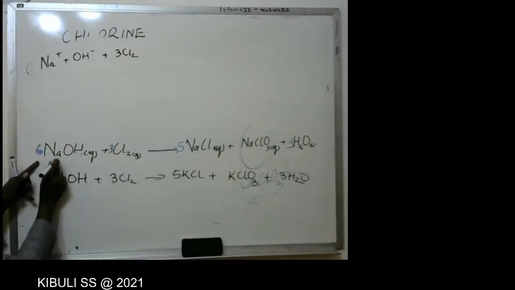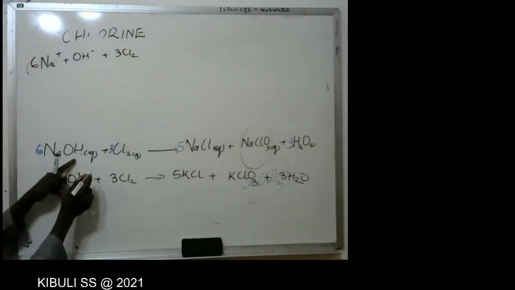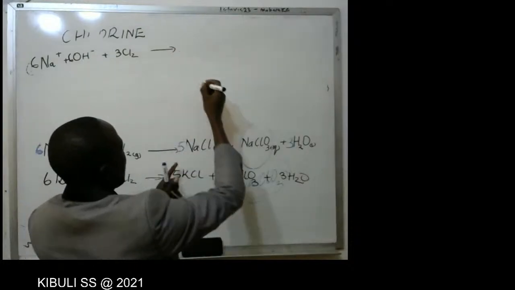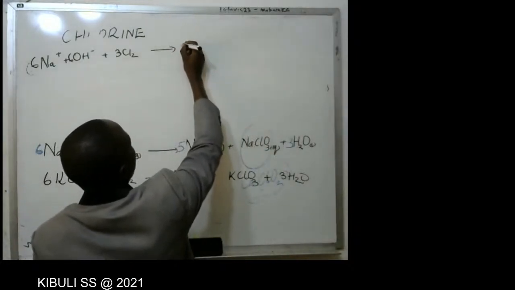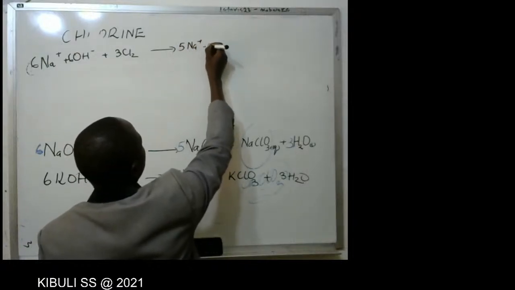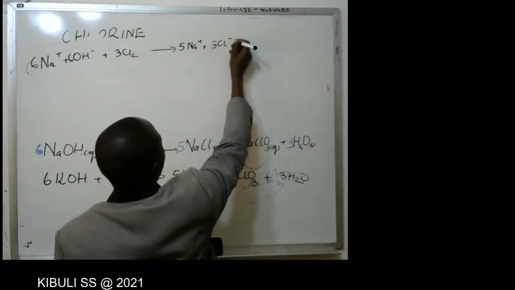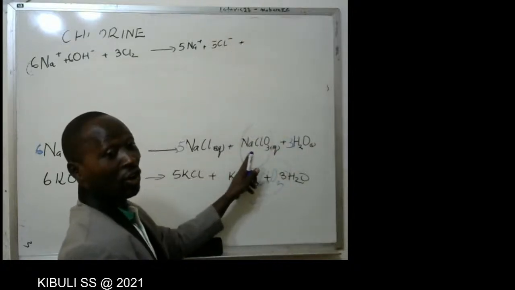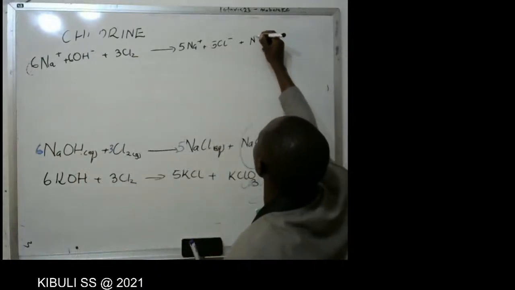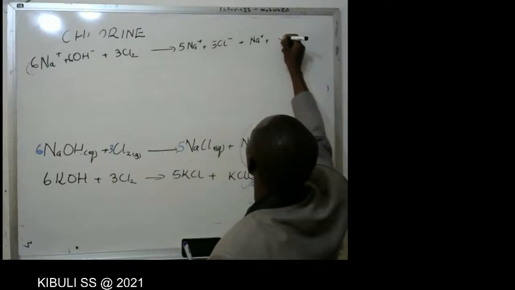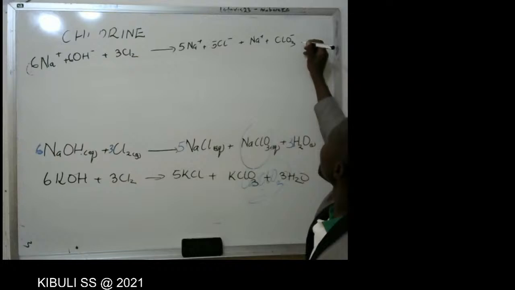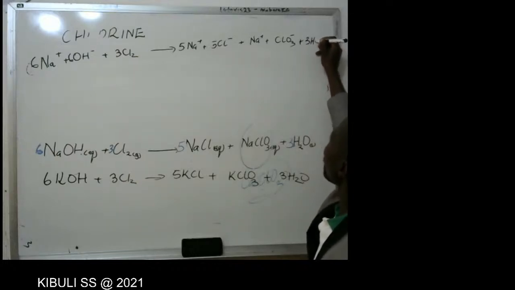How many moles of sodium ions are these? 6. Hydroxide ions are also what? 6. Plus 3 chlorines. What do we get? 5 moles of sodium chloride. So sodium chloride solution will give us 5 moles of sodium ions plus 5 moles of chloride what? Ions plus. The chlorate gives the same. The chlorate will give 1 mole of a sodium ion plus 1 mole of a chlorate ion, written like that. Yes? Plus 3 moles of water.